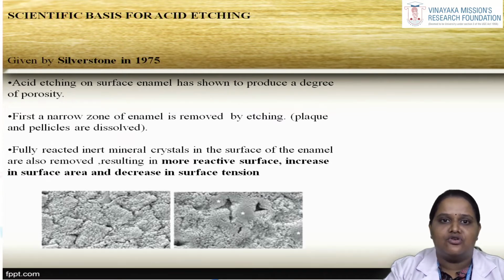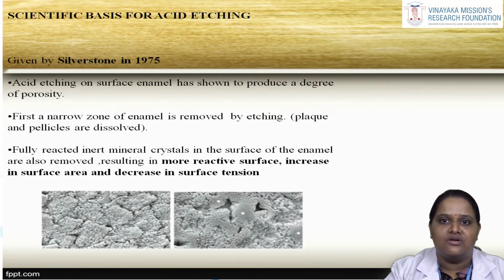First, a narrow zone of enamel is removed by etching, wherein plaque and pellicles are dissolved. Here, fully reacted inert mineral crystals in the surface of the enamel are also removed, resulting in a more reactive surface, an increase in surface area and a decrease in surface tension.